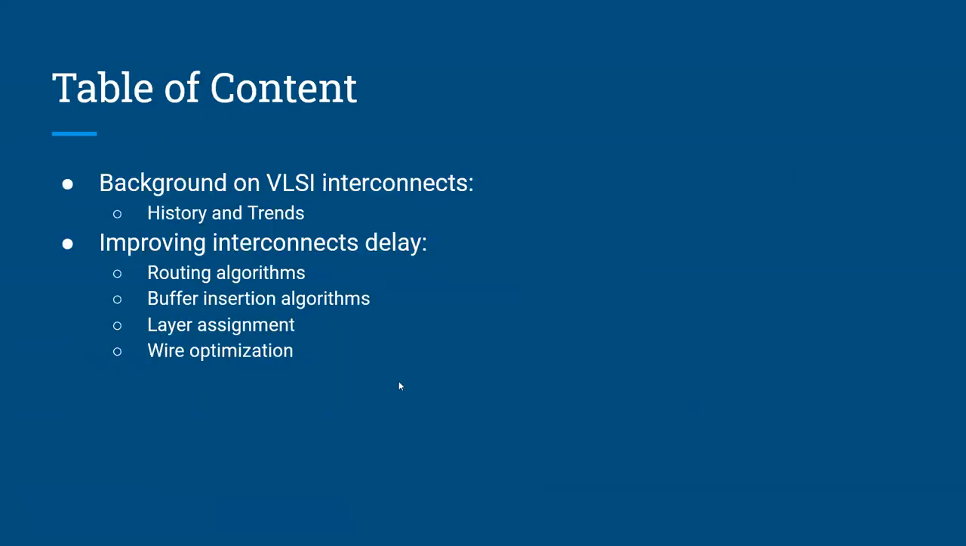So here's what I'm going to present today. The first section is going to be on the background on VLSI interconnects, its history and trends. The second section is going to be on the subject we're discussing today, which is improving interconnect delays with these 4 sort of subsections. First one is routing algorithm. Second one is buffer insertion. Third one is layer assignment, and fourth one is wire optimization.